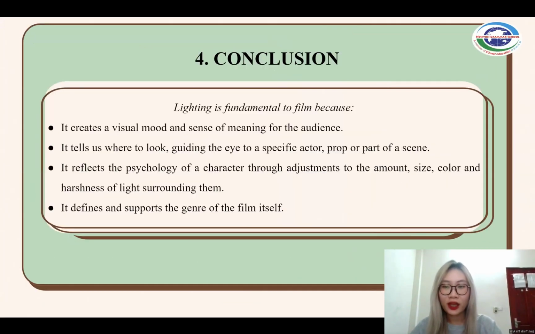In conclusion, as you can see, light together with words is one of the notable features of multimodal discourse. We can use light to encode messages instead of direct text. Film is a typical example of this. Lighting is fundamental to film because it creates a visual mood and sense of meaning for the audience. It tells us where to look, guiding the eye to either a specific prop or part of the scene.